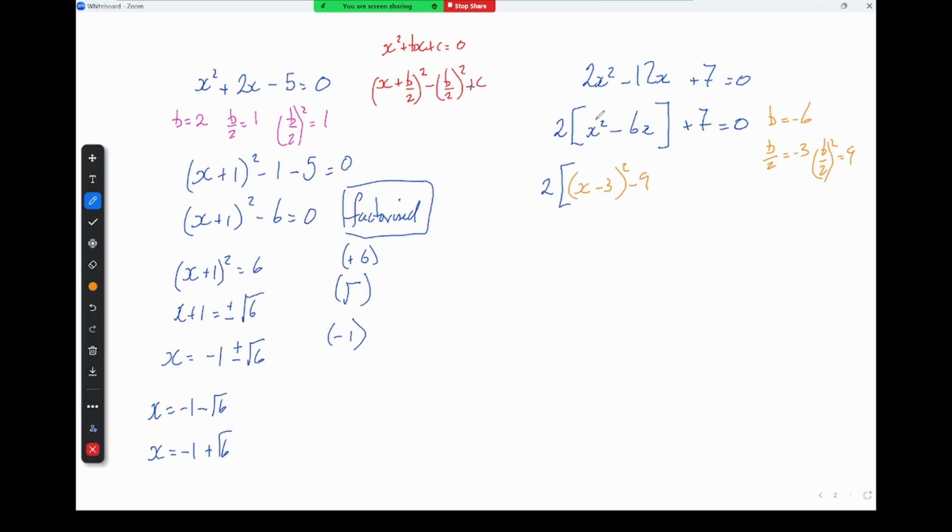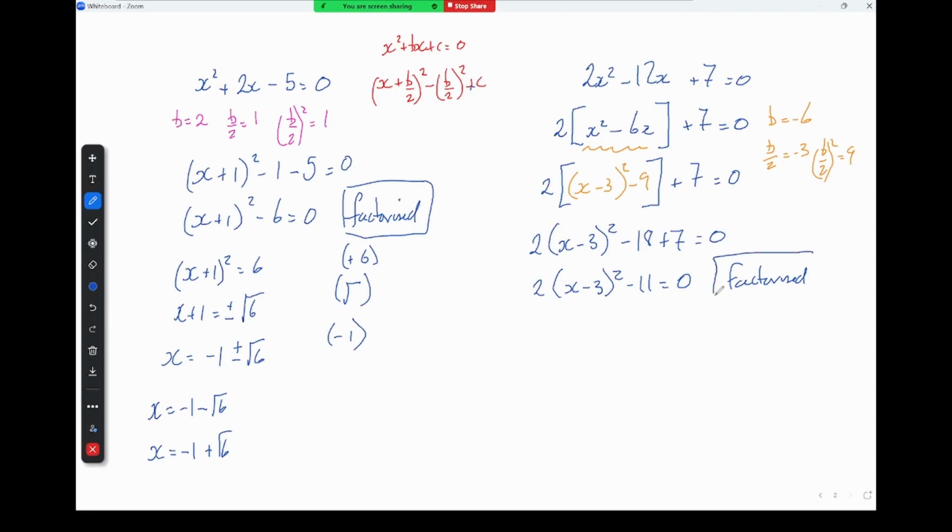And remember, again, we're only completing the square for what's in the bracket. There is no value of c. So shut the bracket, plus 7 equals 0. Tidy it up, and I've got 2 times x minus 3 squared minus 18 plus 7 equals 0. Now all I'm going to do here is sort out the minus 18 plus 7. So I'm going to have 2 times x minus 3 squared, and that's going to give me minus 11 equals 0. And now I've finished. Again, this is the factorised version.